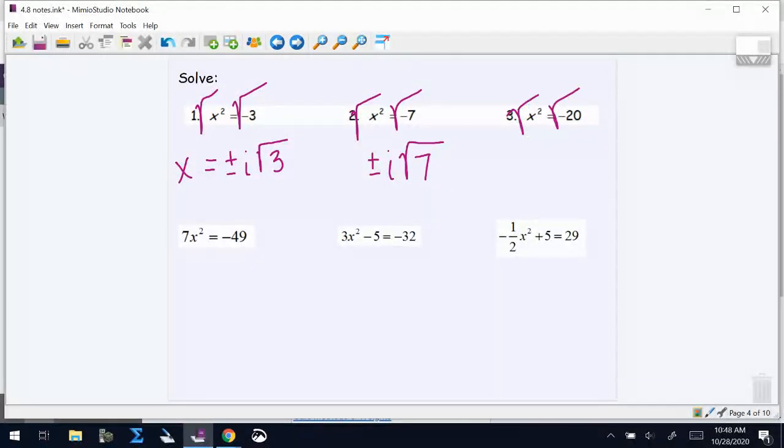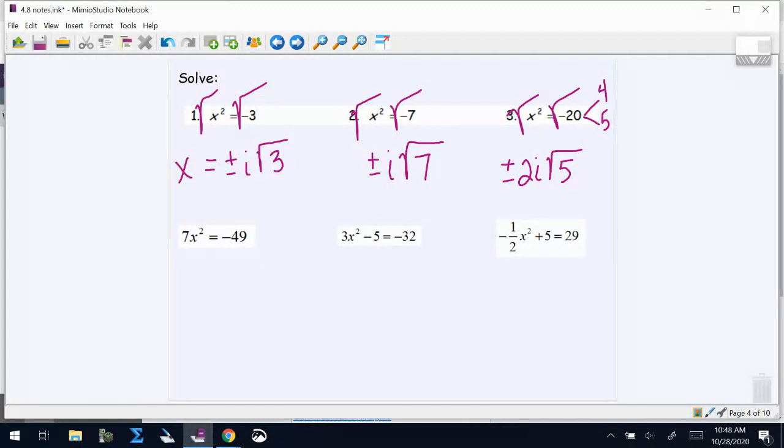We still start with square rooting. 20 can be broken down into 4 times 5 because 4 is a perfect square factor of 20. So when we write our answer, it's going to be plus or minus. The square root of 4 is 2. We include an i because it is a negative under a radical, and then we still have the 5 that is left under the square root sign.